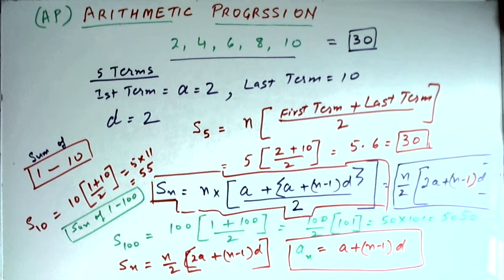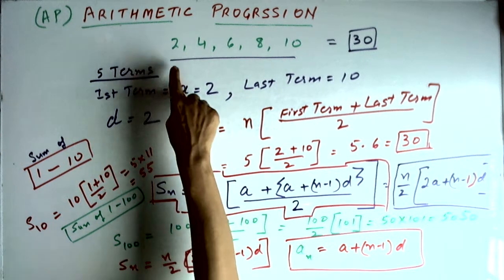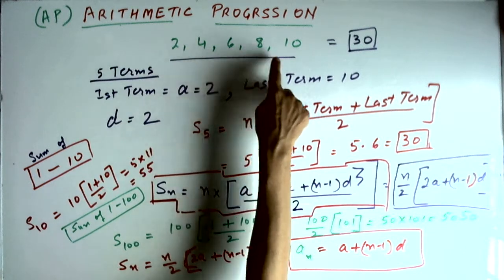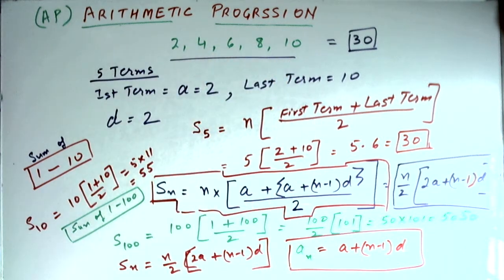Then we will have to first find how many terms are there in this progression. For example, if this progression is given 2, 4, 6, 8 and 10, and we don't know the count, but we know the last term, which is 10, then we can find it by using this formula that the nth term is equal to a plus n minus 1 into d. We can also find the number of terms.